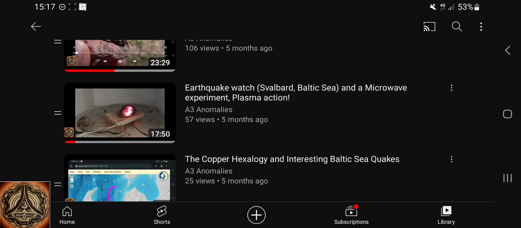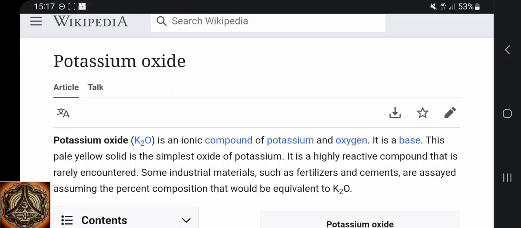So, the thing is about this potassium oxide. I really wish I could tell you, because it would be much easier to explain. But anyway, potassium oxide is something rare. And it has to do something with, I think, clay and stuff like that.